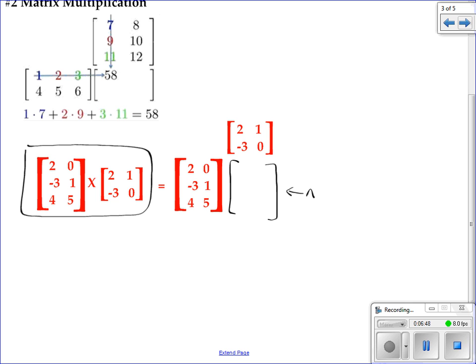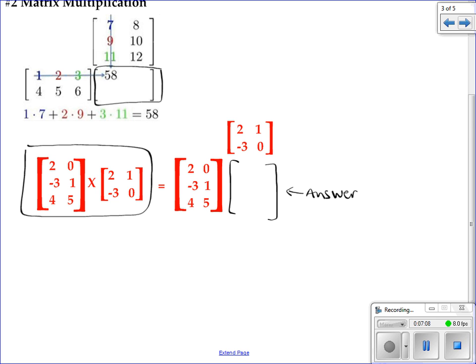Okay, so like it says up here, how we get each of these numbers in the answer matrix is by multiplying. Notice they've color-coded them. They took 1 times 7 right here. Then they took 2 times 9 and 3 times 11. What did they do with all of those answers? You add them together to get a single number.